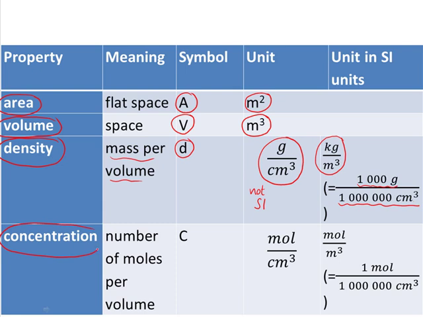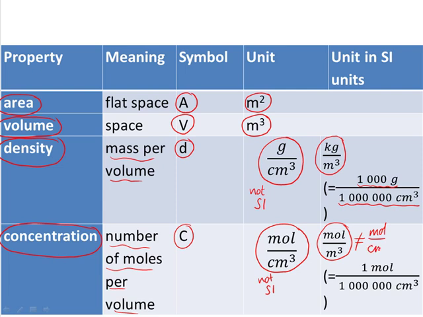Concentration means the number of moles per volume. Capital C, moles per centimeter cubed. If we were to write that rather in the SI unit, it would be moles per meter cubed. Notice moles per meter cubed doesn't mean the same as moles per centimeter cubed. They're not equivalent. And the kinds of concentrations that we usually use in our laboratories lend themselves better to be described as mole per centimeter cubed than mole per meter cubed. They give better numbers if we rather use the non-SI form of the unit.